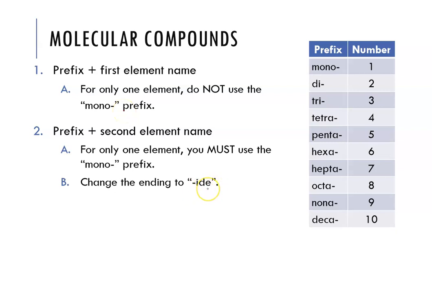And then, of course, the ending of the second element is always going to be ending in IDE. So those are our rules in a nutshell. So now let's do some examples. These are the examples that are in the naming compounds practice that we did in class.